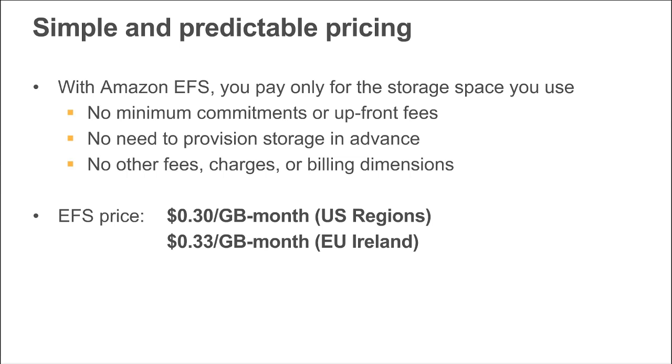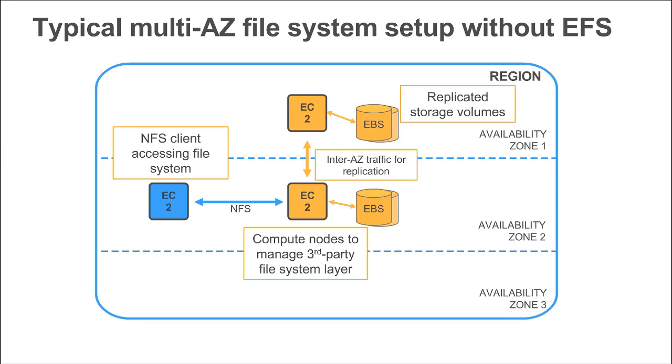But how do you put this 30 cents per gigabyte into context? Well, one way to do that is to understand what it would cost to build your own shared storage solution on top of AWS using some third-party shared file layer. And so the typical setup for something like that, which I'm showing on this screen, you would have a NFS client that's accessing your file system, so similar to with EFS. You will have an EC2 instance that you would set up in each AZ.